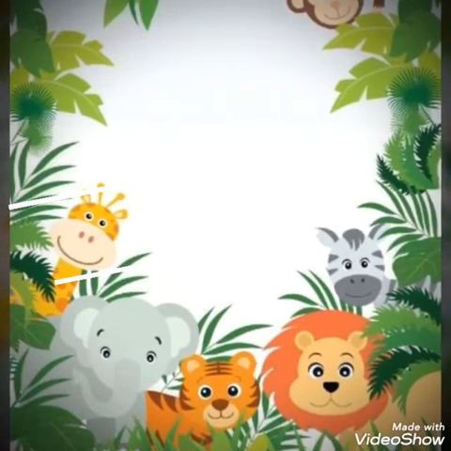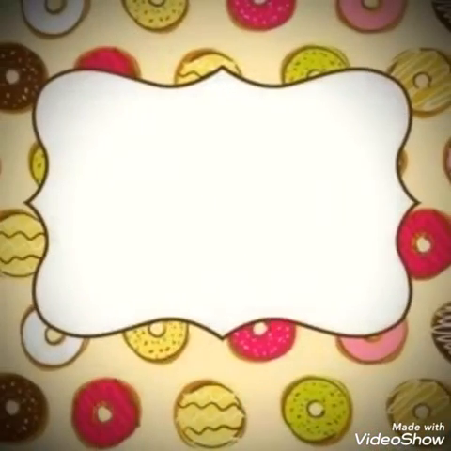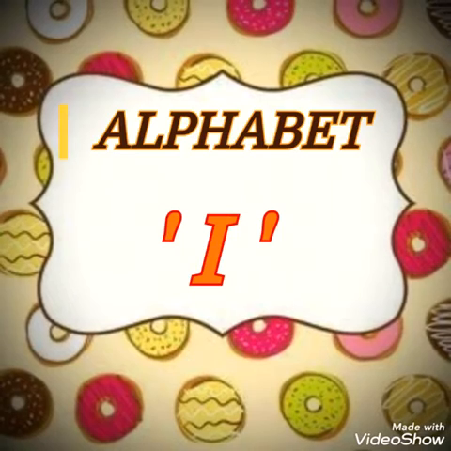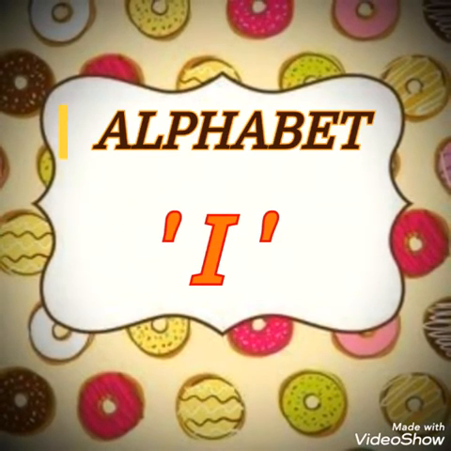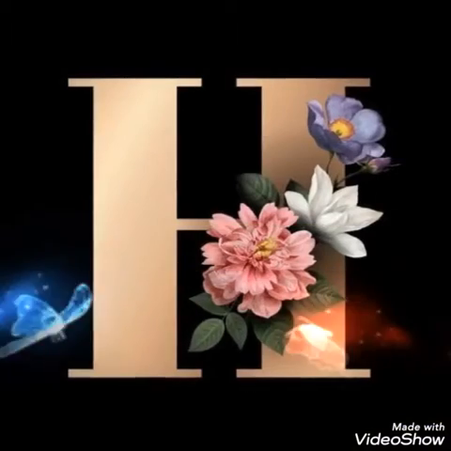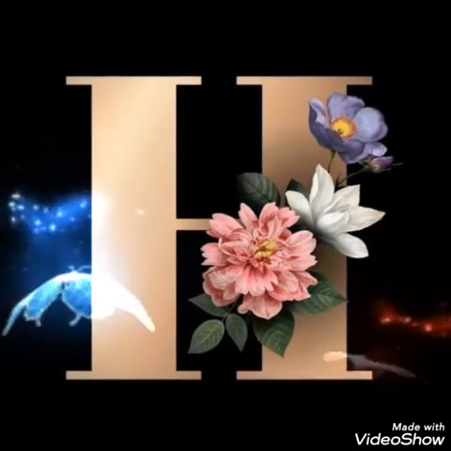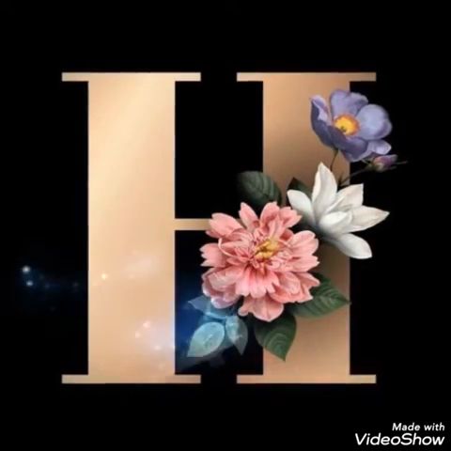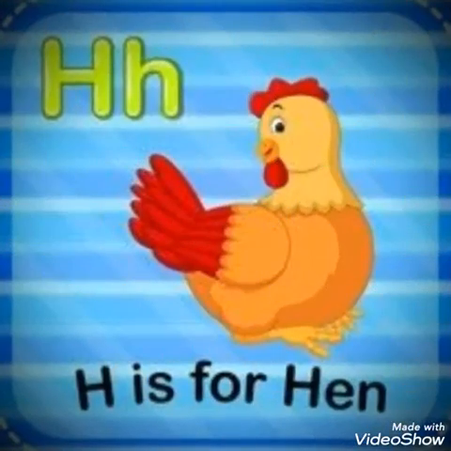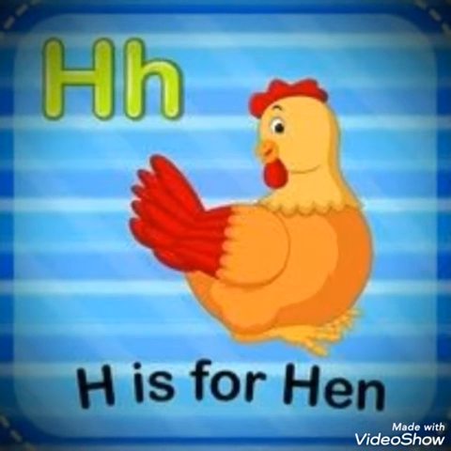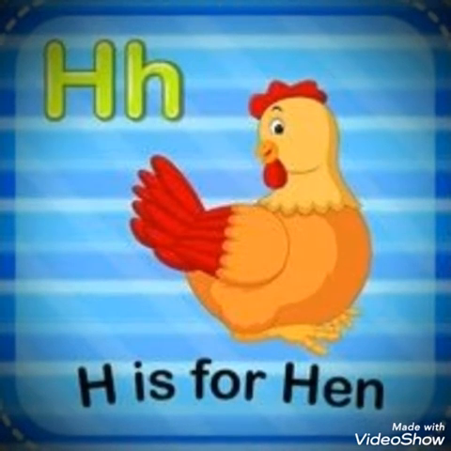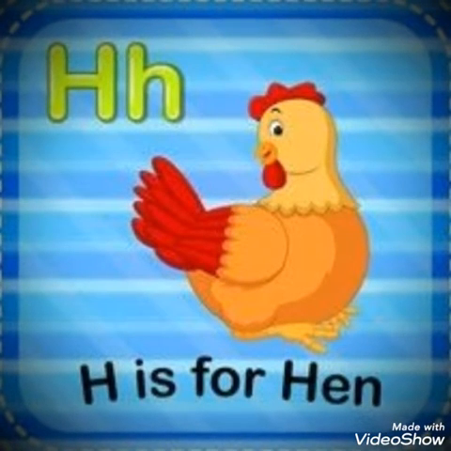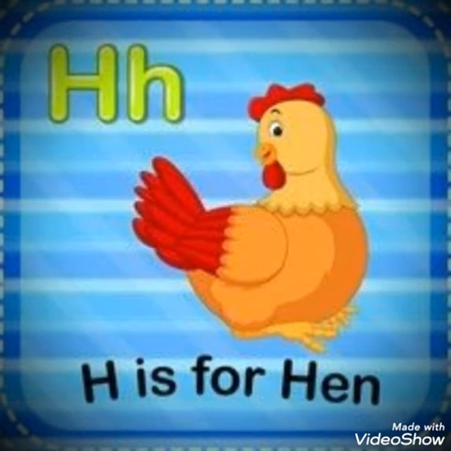Today in English, we are going to learn alphabet I. In the previous video, you learned alphabet H. Now we will do a little bit of revision with alphabet H. H is for hen. Repeat after me. H is for hen.